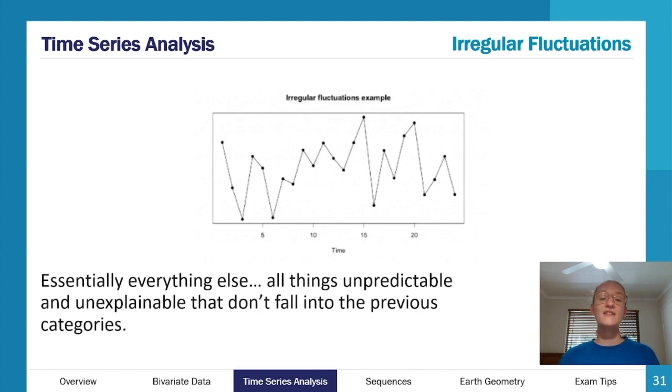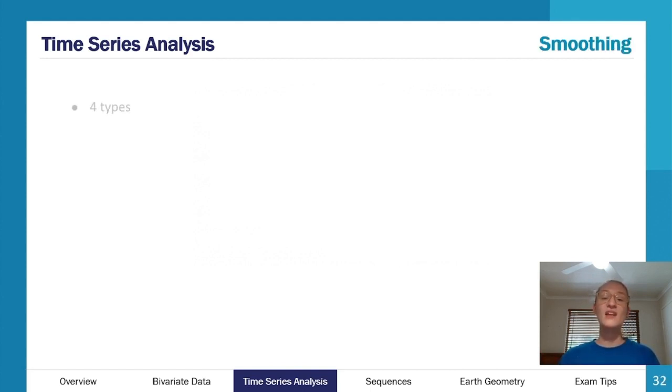Next is irregular fluctuations, which is essentially everything else. So all things unpredictable and unexplainable that don't fall into the previous categories. The reality is that in any real world data, we're going to have irregular fluctuations, like the random up and down. That's not these beautiful, predictable and smooth patterns, because irregular fluctuations, those random changes, are going to happen in temperature, in sales, in almost all of the data that we look at. So that's something to keep in mind as well.